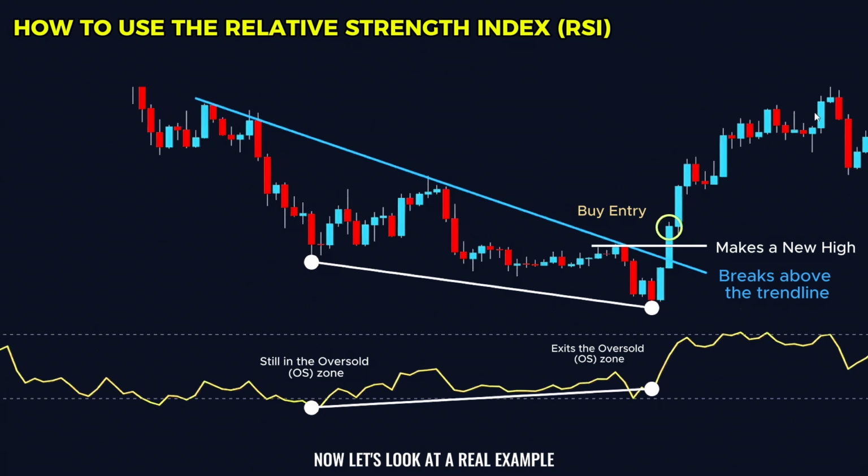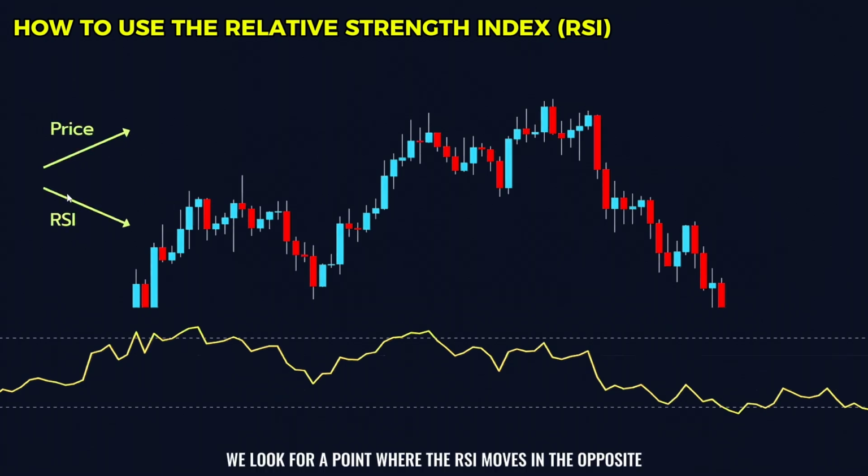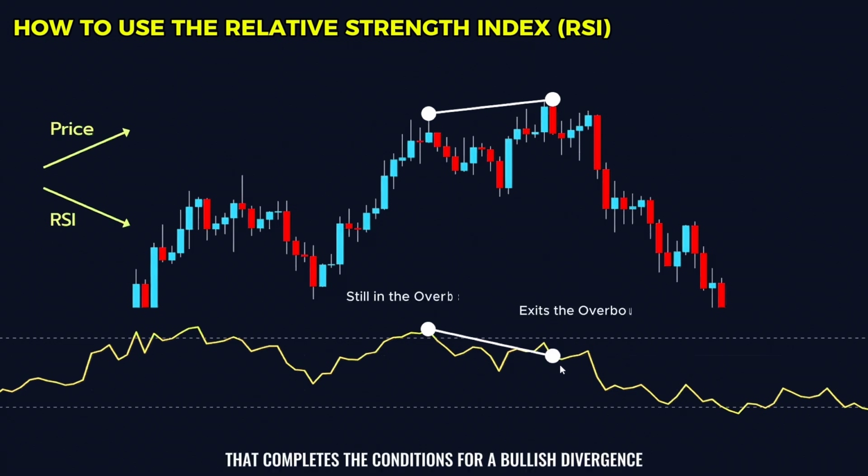Now let's look at a real example. In this example, you'll see that the price keeps moving lower. As the price continues to fall, we look for a point where the RSI moves in the opposite direction. It's right here. Notice that the price makes a low, then pulls back, and later makes a new lower low. Now look at the RSI. At first, the RSI is lower, but when the price makes a new low, the RSI is actually higher than before. The price is moving down while the RSI is moving up. That completes the conditions for a bullish divergence.